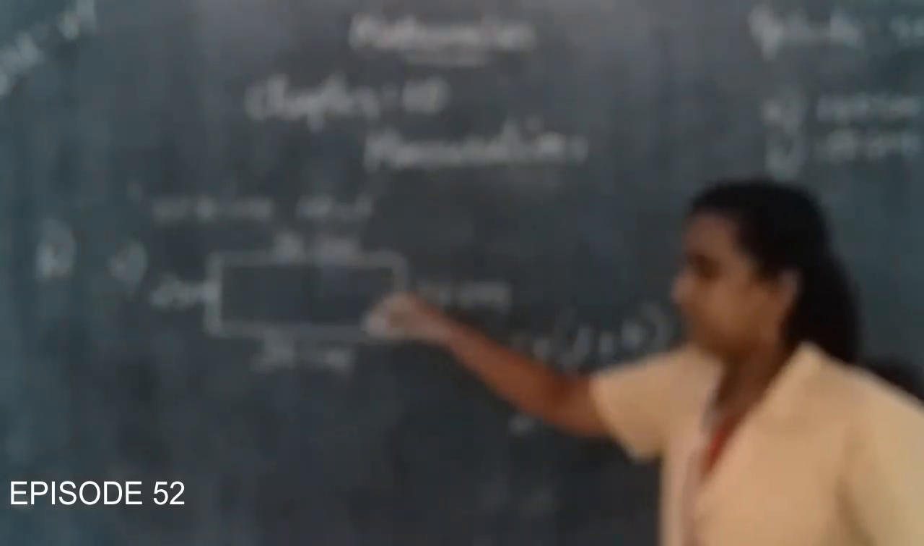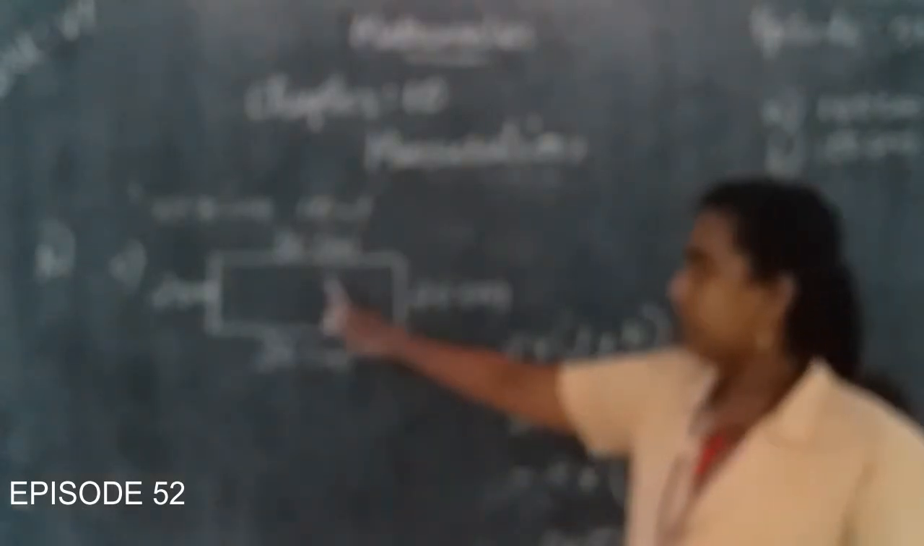So 2 into (length L is 30 centimeter plus breadth is 20 centimeter). Then it's equal to 2 into (30 plus 20). When we add 30 plus 20, we get 50 centimeter. So 2 into 50 centimeter. 50 into 2: 5 twos are 10, then put 0 here and you get 100 centimeter. So 100 centimeter is the perimeter of the given rectangle.